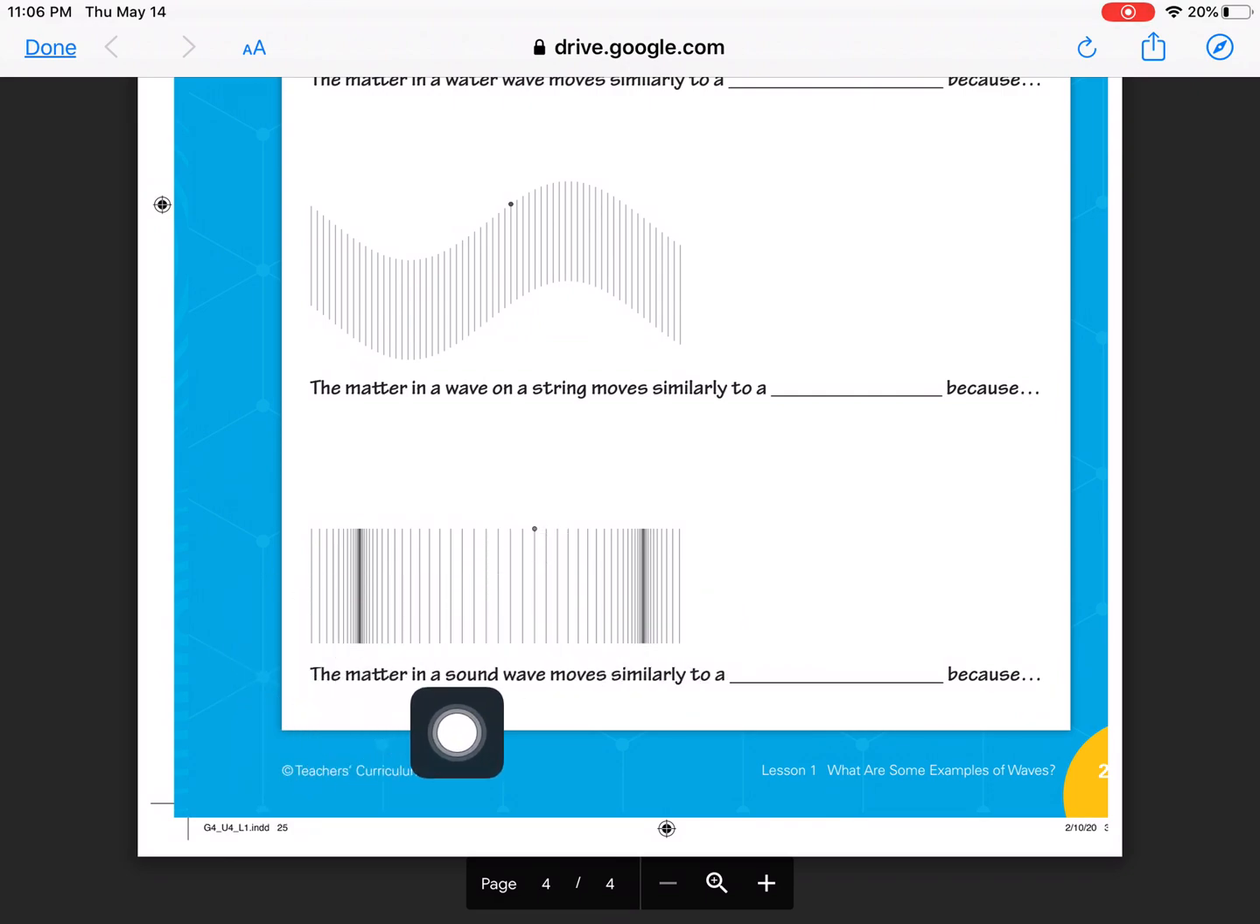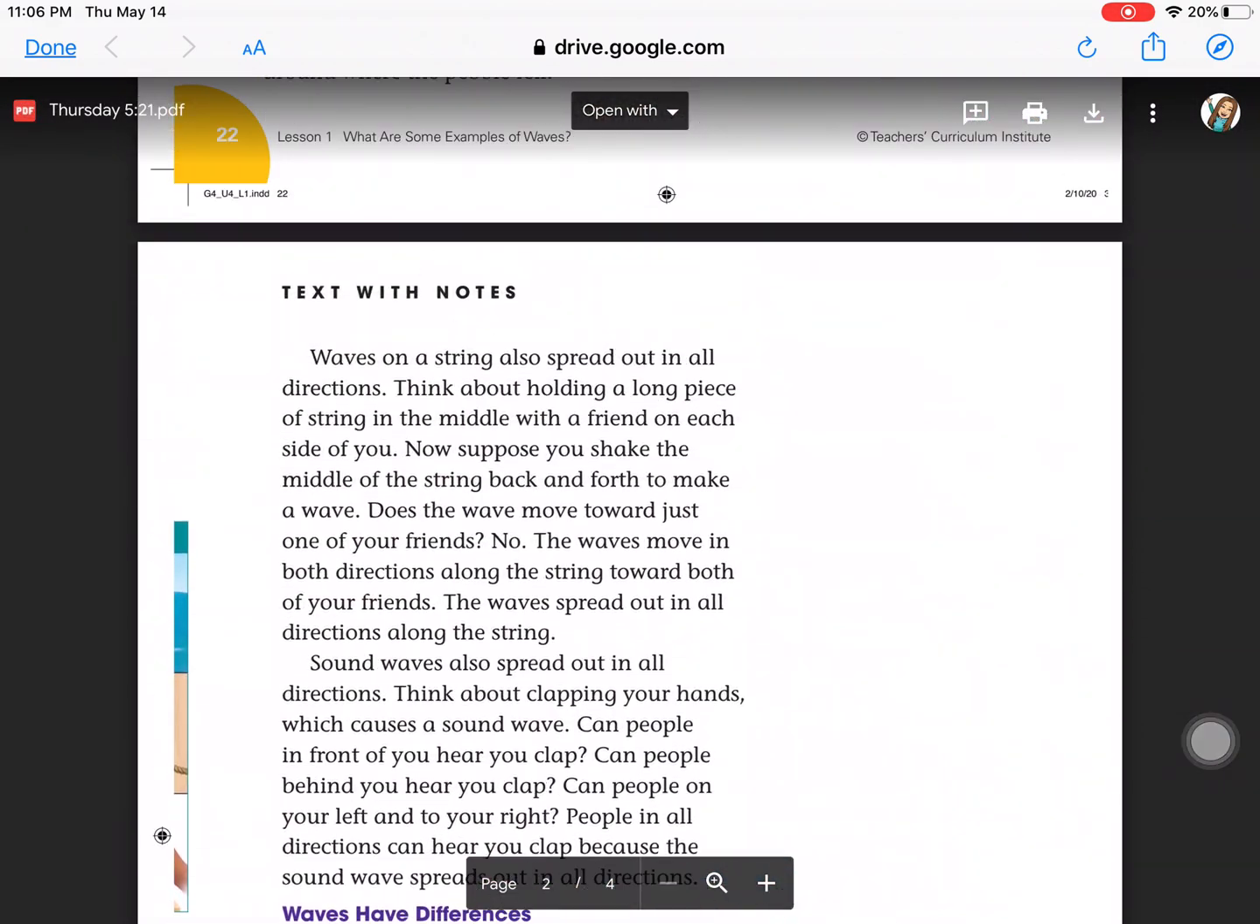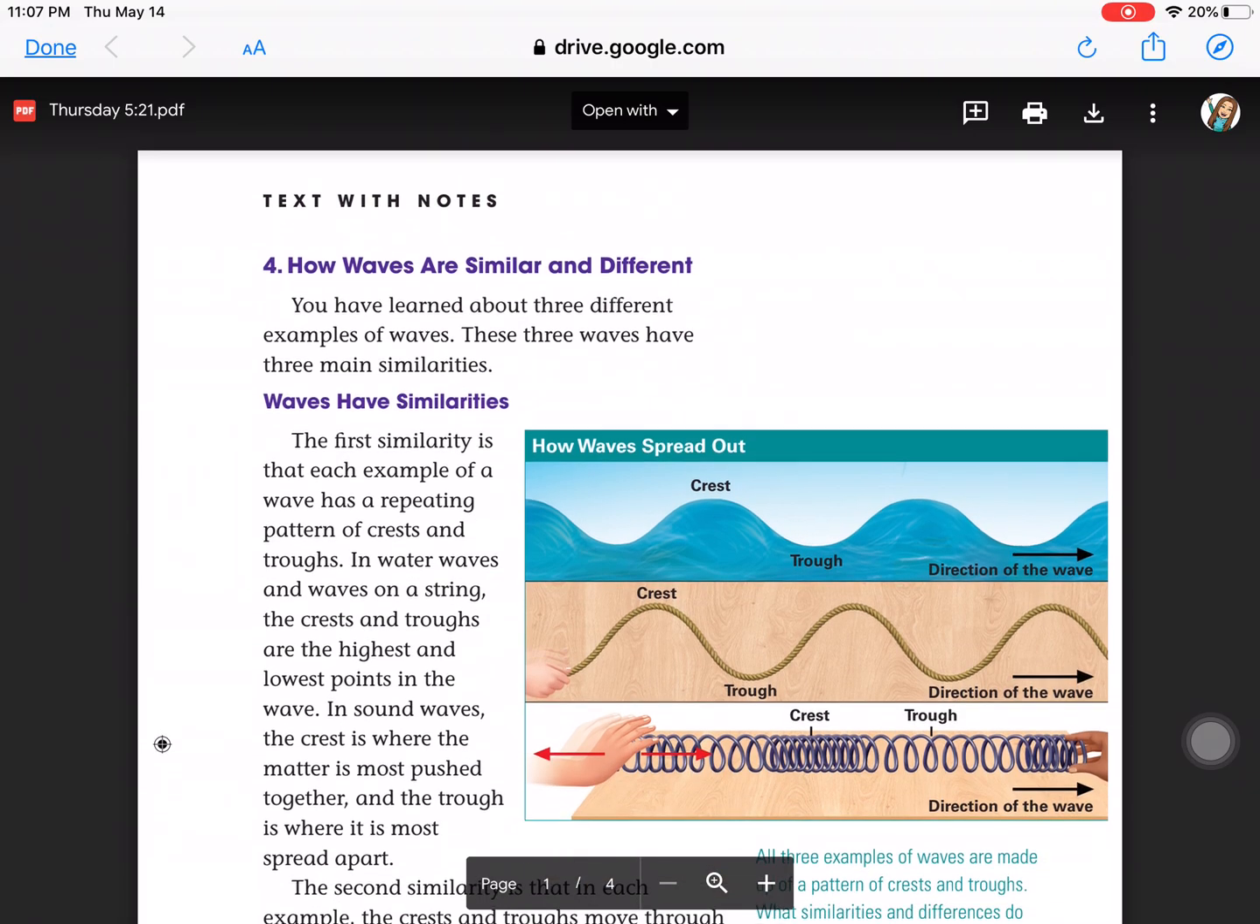It says the matter in a sound wave moves similarly to a blank. So what does the matter move similarly to? Remember, back and forth. So what is it? What else moves back and forth? And why are they the same? Because they move back and forth, or whatever you come up with. So we're going to keep those in mind as we read, and we'll review them when we're finished reading.